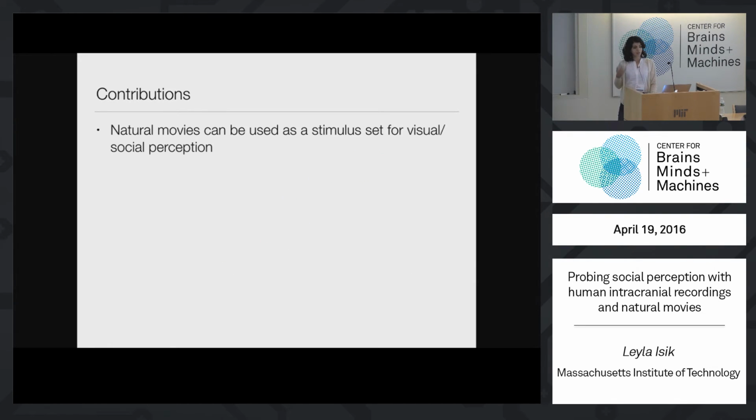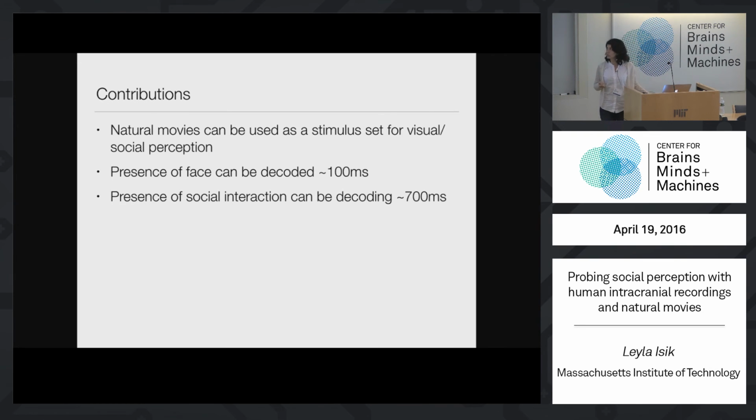So what we saw was that we can use natural movies as a stimulus set to study visual perception. And I think this is a nice, more naturalistic exploration rather than just looking at static images of single faces, for example. We saw that we can decode a face around 100 milliseconds. We can decode social interactions quite a bit later, around 700 milliseconds. And there are several electrodes that jointly represent both of these features. Thanks.